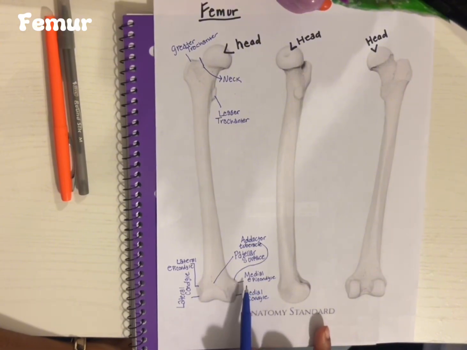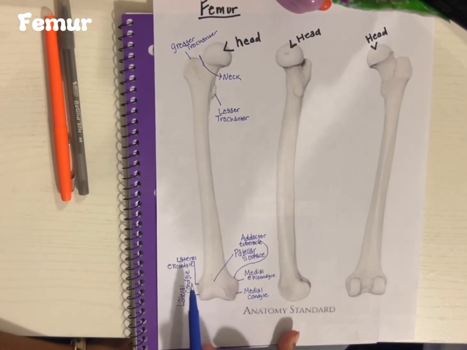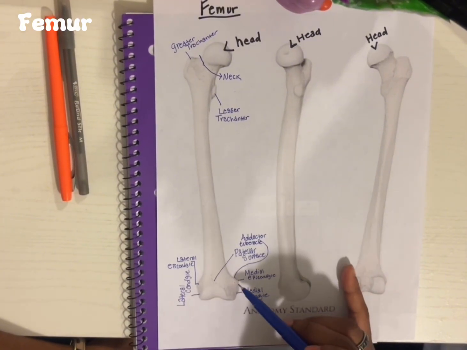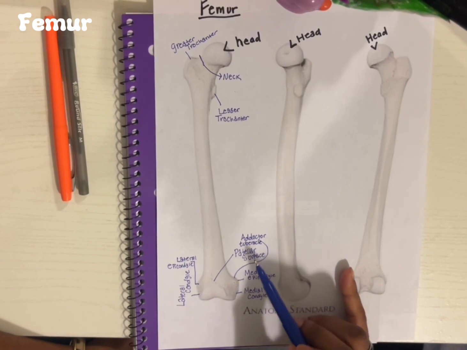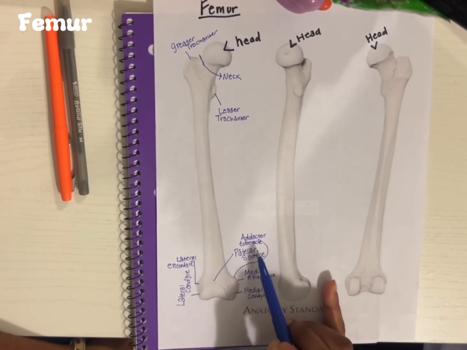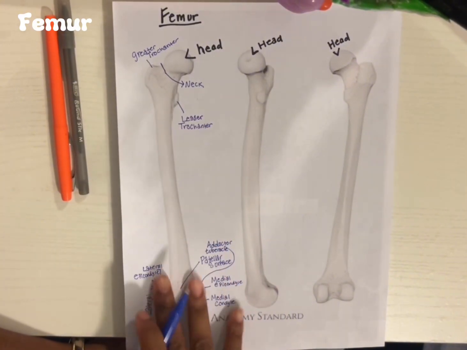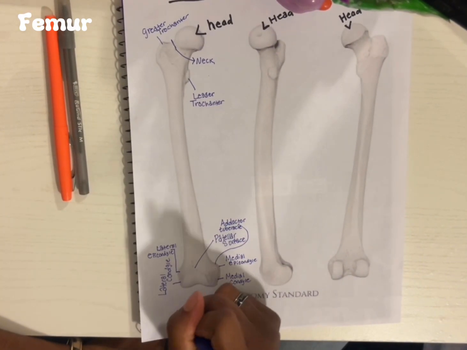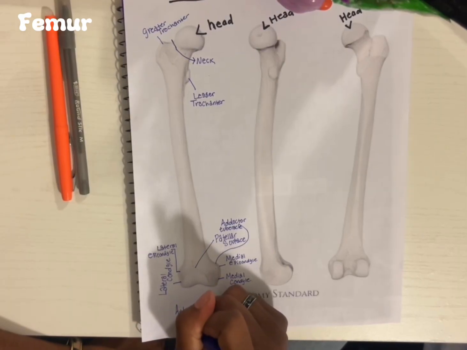Medial epicondyle is located on the medial side above the medial condyle. Lateral epicondyle is located above the lateral condyle. And then your adductor tubercle is above the medial epicondyle, this kind of point right here. It's really not a lot on the femur. And this is your anterior view.